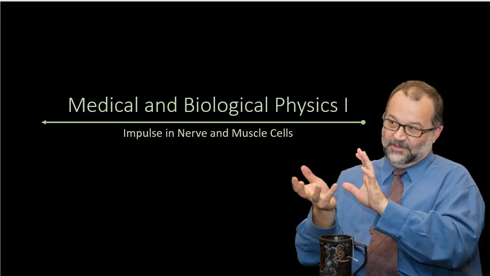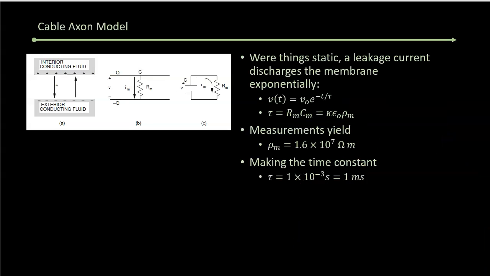Let's begin looking at the nerve membrane as a way to move a signal. Here you have your interior conducting fluid and your exterior conductive fluid. If this were simply static, there's nothing going on other than you just charge this up and let it go, it would slowly discharge because there's leakage current. There's going to be leakage through the membrane.